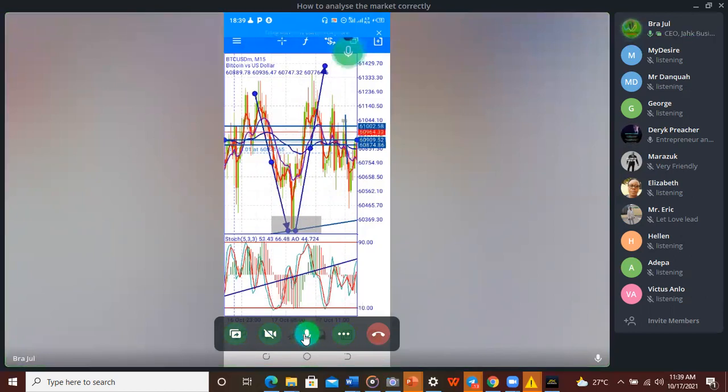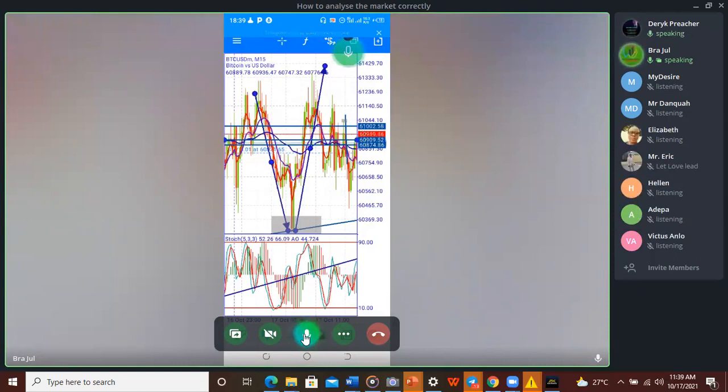Who has any idea concerning that? The R is to R, I think, is the risk reward ratio or something like that. Yeah, that's it. That's exactly the R is to R.